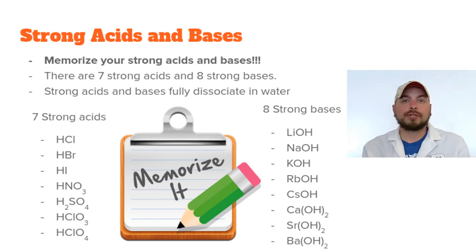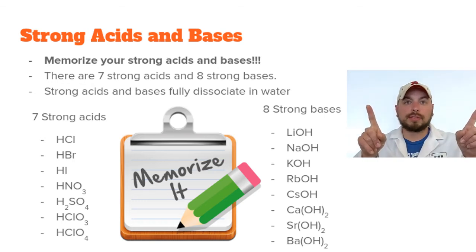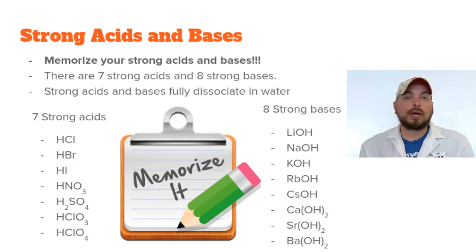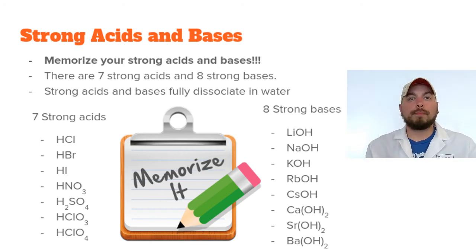For instance, hydrochloric acid is a strong acid. When I put hydrochloric acid in water, I get, for every 1 HCl, 1 H+ and 1 Cl-. For nitric acid, I get 1 H+ and 1 NO3-. They fully dissociate. For strong bases, they also fully dissociate.